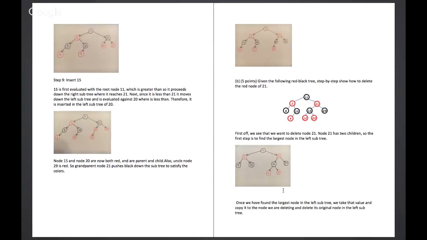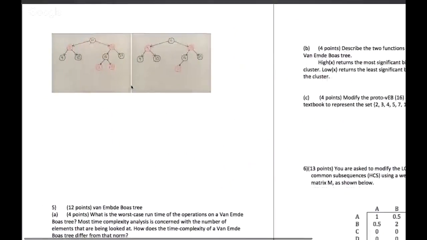And then the final step of deleting is we're just going to remove the bottom red 20, where 20 was. We're just removing that node because it has moved up to where the red 21 was, and now we have deleted that node.